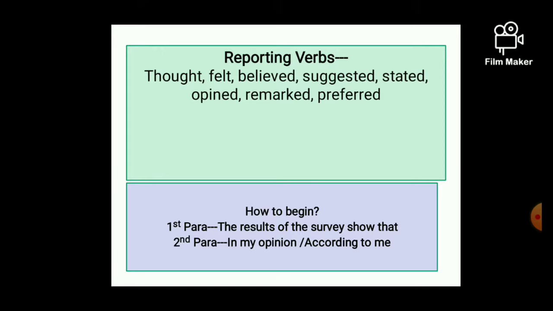And again, your first paragraph will start with the results of the survey show that. So you're going to start with this sentence, and your second paragraph you're going to start with in my opinion or according to me. So these are the words that you have to remember. Please write this down in your composition book so that you can refer to it as and when you keep on doing your pie charts.